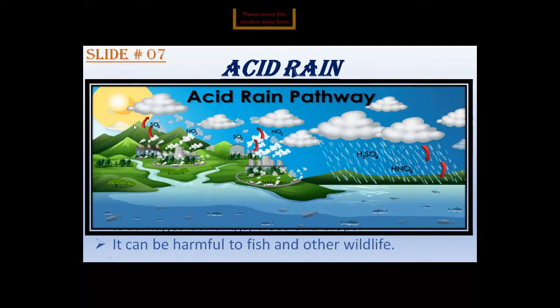As you can see in the diagram, there are some factories, houses, traffic light structures. They will release carbon dioxide, nitrogen oxide, and sulfur dioxide. These are added with the water and other oxygen present in the air. It merges, and the rain starting from this cloud mixes with it and is released in the form of acidic rain. So what type of acid is here?